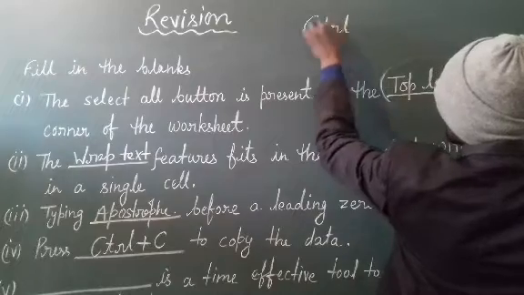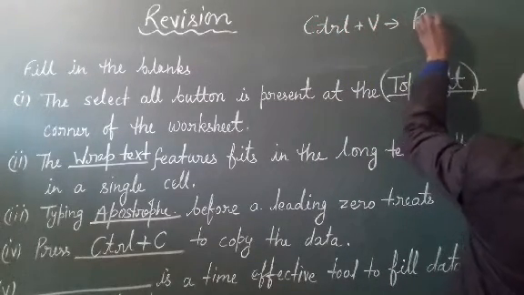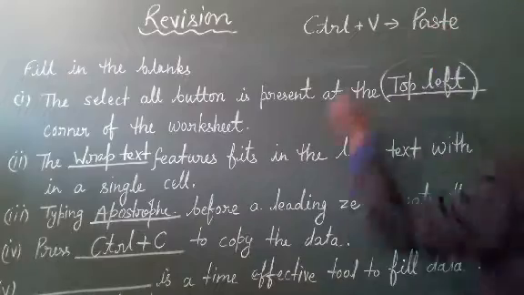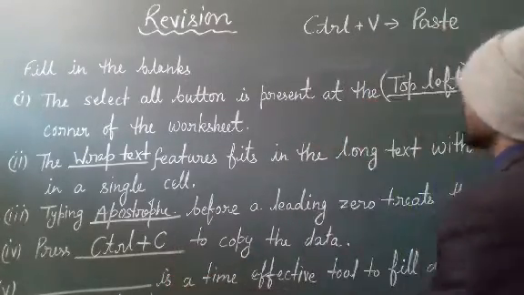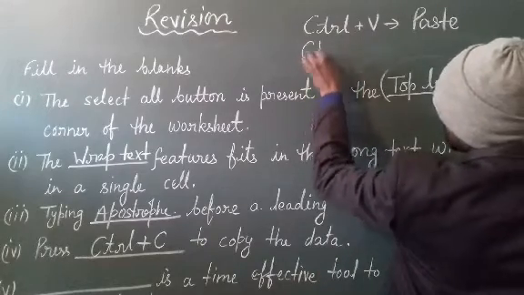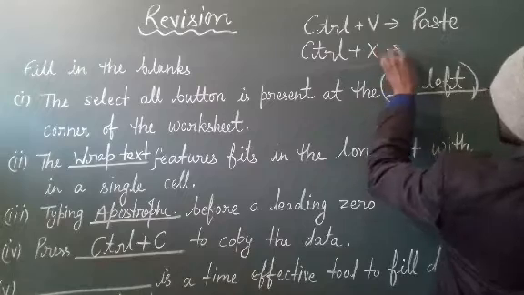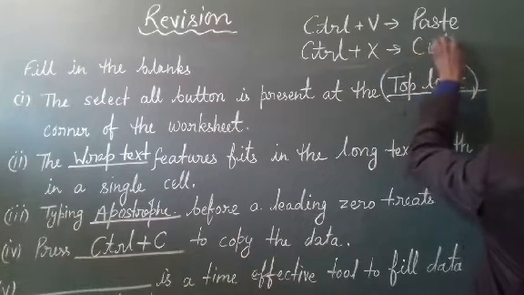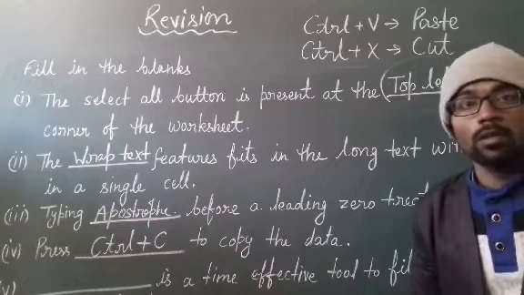Control plus V is used to paste. Control plus C is used to copy, and Control plus X is used to cut the data.